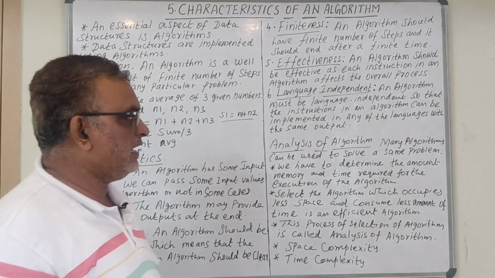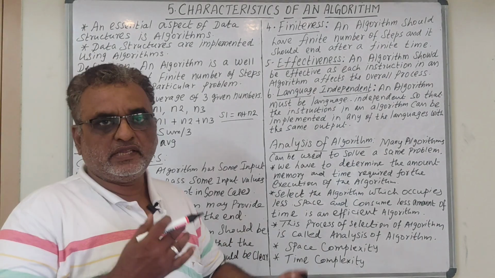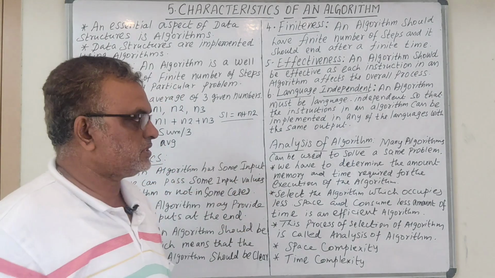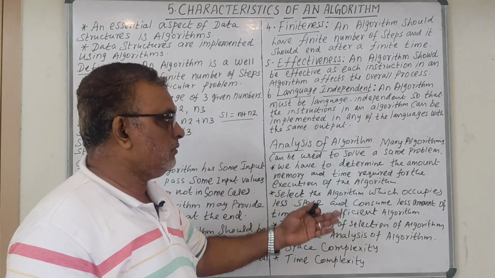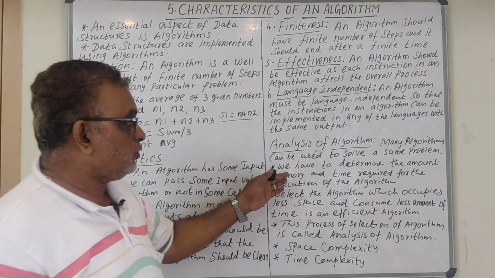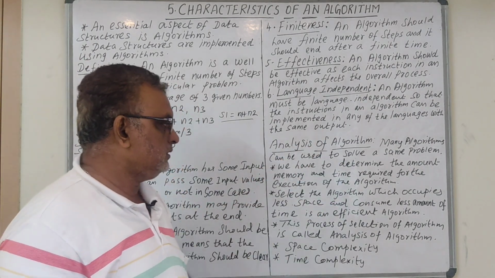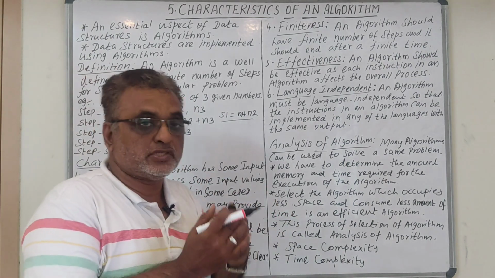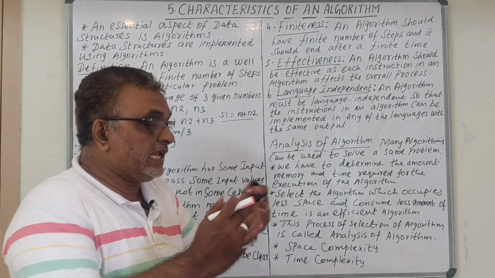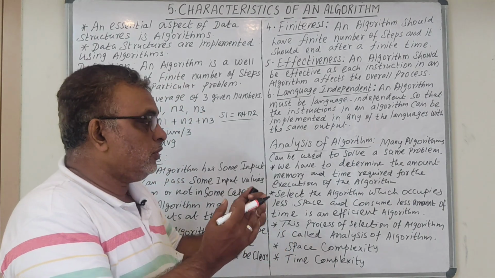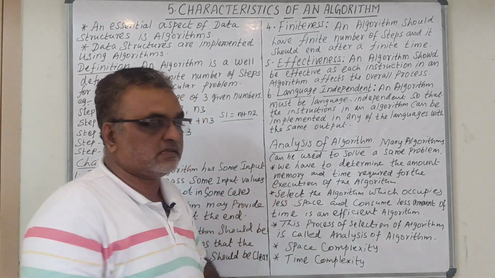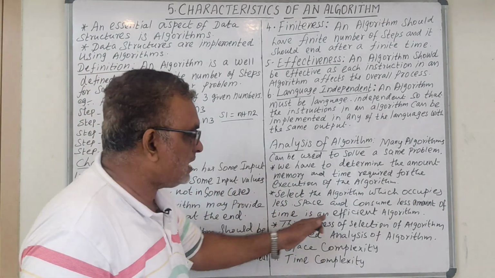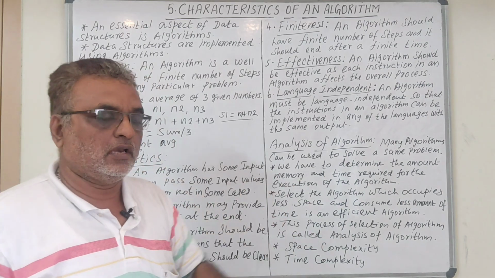So, next one is analysis of algorithm. As I already said, in order to solve one particular problem, we have many algorithms. Many algorithms can be used to solve the same problem. That being the case, we have to determine the amount of memory and the amount of time required for the execution of this algorithm. So select the algorithm based on which occupies less space and which consumes less time. Only based on that we have to select the efficient algorithm.